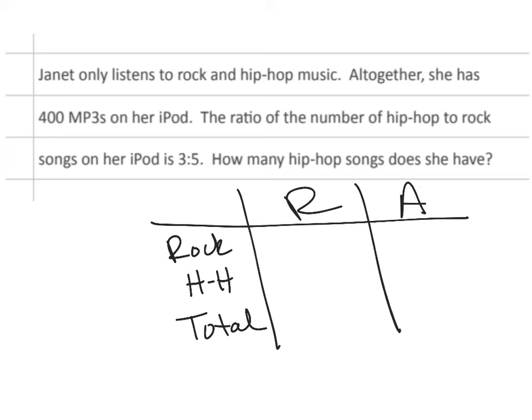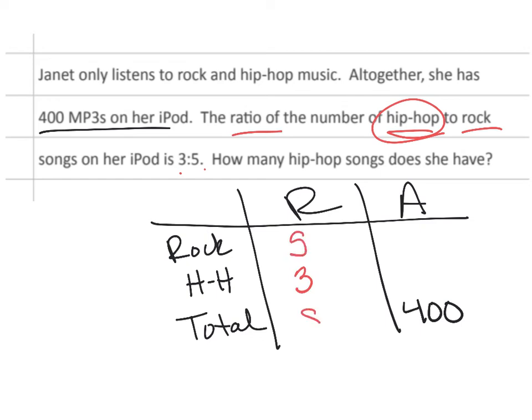Altogether, she has 400 MP3s on her iPad. So that's an actual. That's going to go down over here. She actually has 400 songs on her iPad. Under ratio, we have the ratio of the number of hip-hop to rock. So be careful. Hip-hop is first, and it's 3 to 5. So hip-hop is 3, rock is 5, for a total of 8. But we have to watch for that ratio.